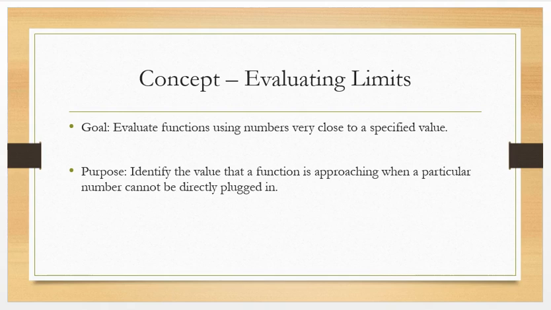Now, the reason we do this is because sometimes you can't plug in a specific value. The most common example of this would be if you have a domain restriction because maybe you have a fraction, and in the denominator, plugging in x equals 2 might cause the denominator to equal 0. So sometimes you can't plug in 2 directly, but you could plug in a number like 1.999999 and get a really good idea of what would happen if you could plug in 2 instead.